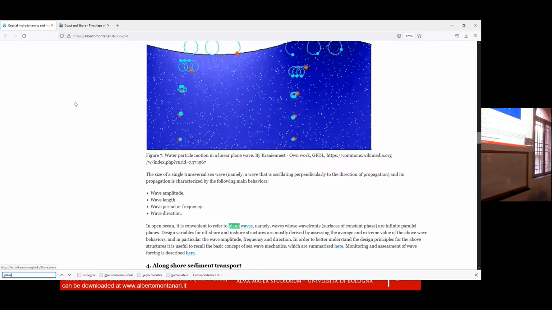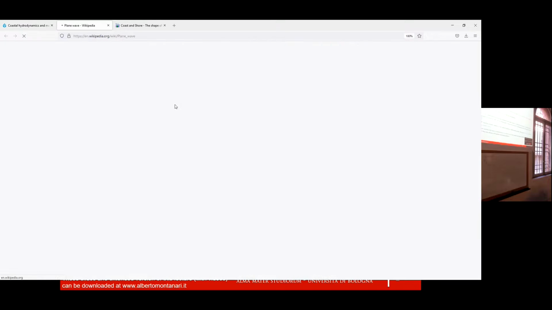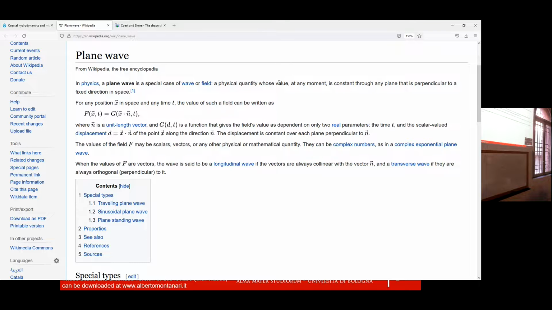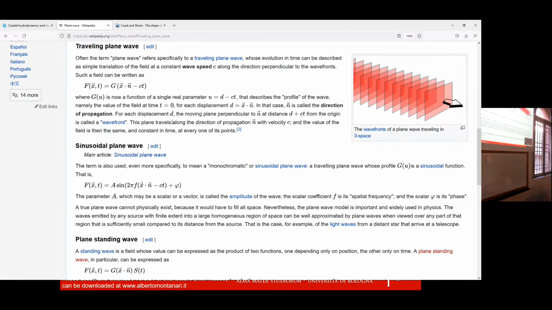Let me see. Okay, here is the link. Let's open it. And here there is a definition. It says a physical quantity whose value at any moment is constant through any plane that is perpendicular to a fixed direction. This is not really a definition specific to the sea; it's a general definition for any wave. But anyway, we are dealing with this. You see the wave fronts of a plane wave traveling in free space, so there is no change of direction. It's only one direction. Okay, good.